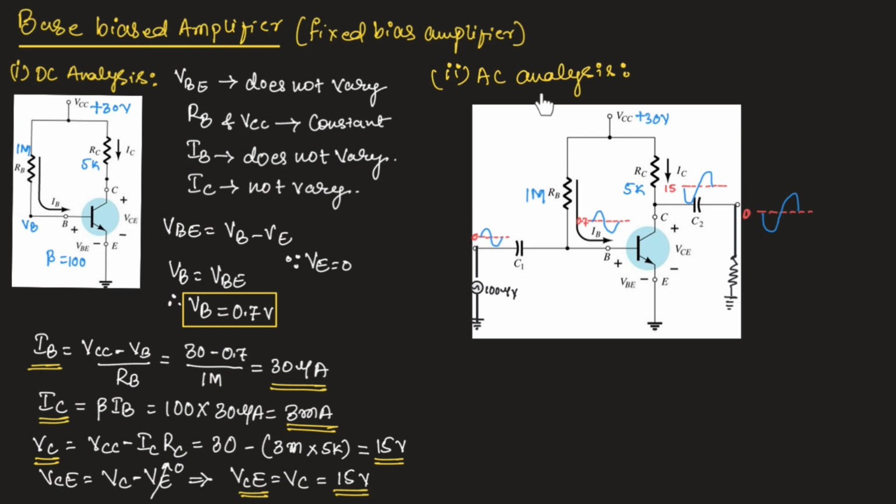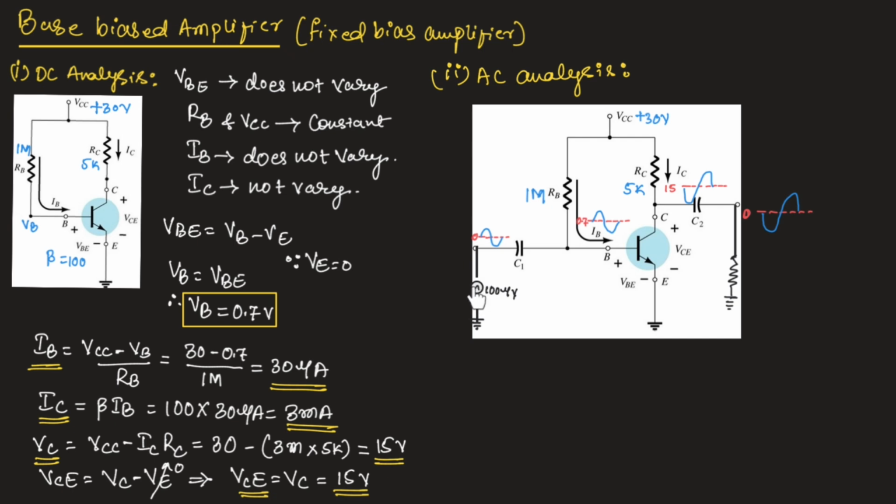Now let us understand the AC analysis. To perform the AC analysis, we will take the biasing circuit. For that circuit, we will connect the coupling capacitors at the input side as well as the output side as shown in this figure. And an AC input signal is applied to the base terminal as shown in this figure.